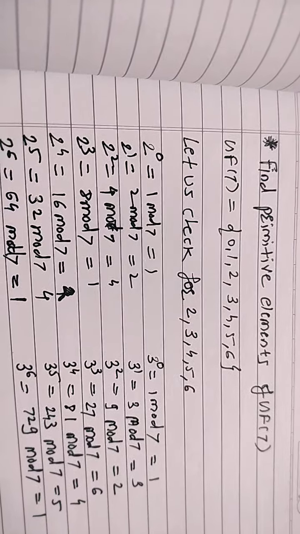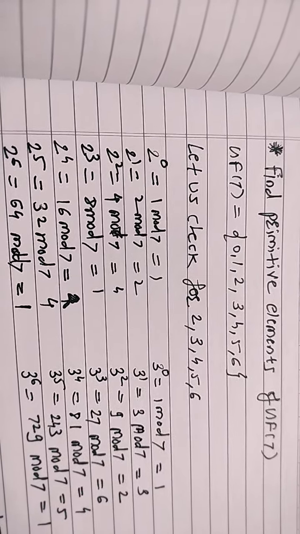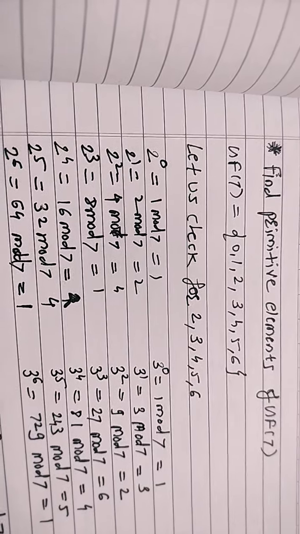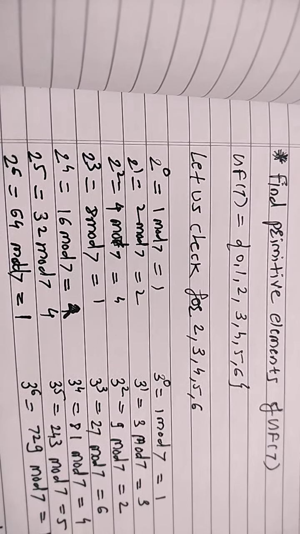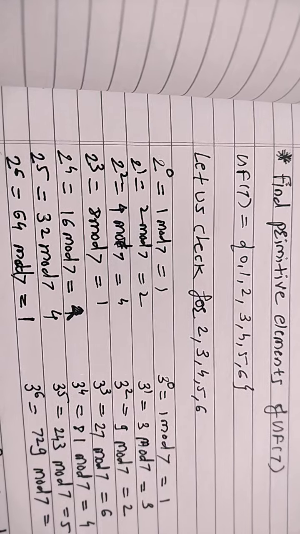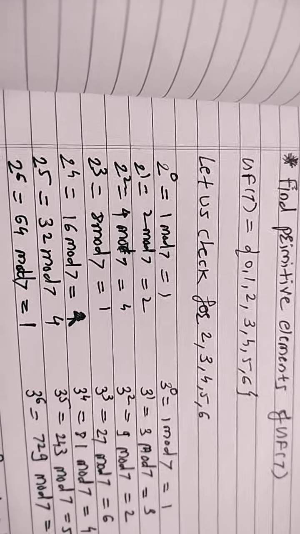Here we are finding the primitive elements for Galois field 7. So the elements are from 0 to 6. A primitive element is one whose powers represent all the elements of that Galois field, and it is a non-zero element. So 0 we are not going to consider for finding the primitive element. Also we are not going to consider 1 because all its powers will be 1 only.